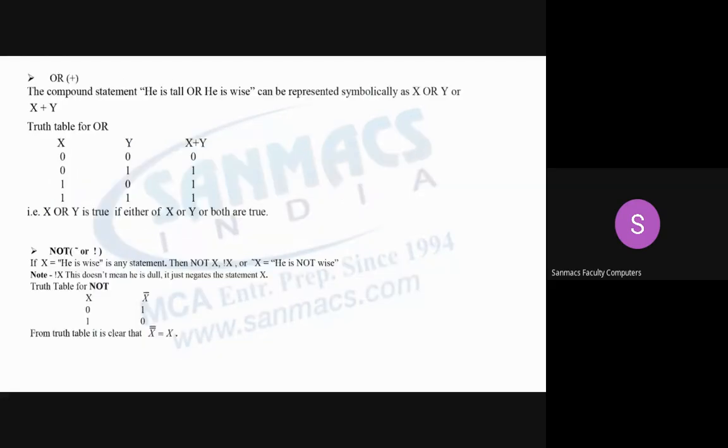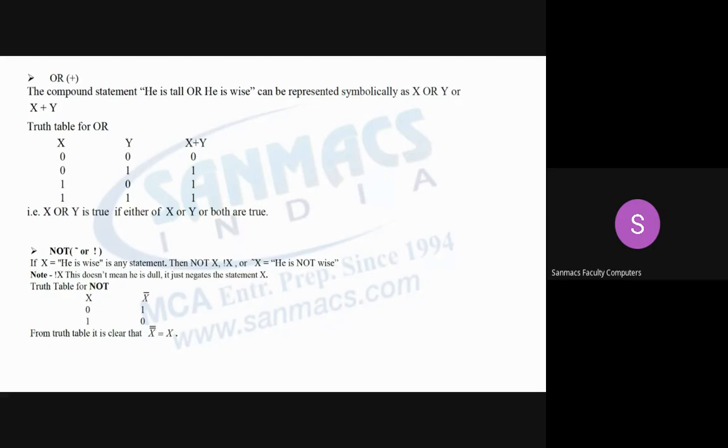Okay, so now the next operator is the OR operator. We're going to take a look at the same compound statement, "he is tall or he is wise," which can be represented symbolically as X or Y, or we can also write it as X plus Y. Here, the plus sign is used to represent the OR operator. The truth table for OR is the same. We have the 0 and 1 values listed in a column format for X and Y, and then we make a column for X plus Y where we have 0, 1, 1, 1.